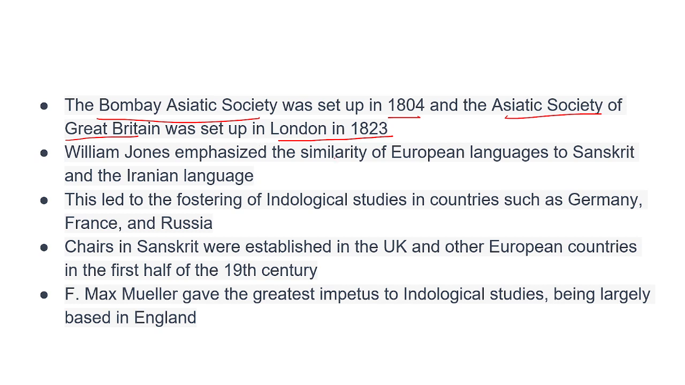So William Jones emphasized the similarity of European languages to Sanskrit and the Iranian language also. So he kept emphasizing, William Jones emphasized that there was a great relevance, right? There was a great relevance in the languages that he saw, and he kept saying that Sanskrit, Latin, Greek का relevance है, European language का relevance है with the Sanskrit and the Iranian languages. So he led to the fostering of Indological studies. So he was a torchbearer of Indological studies in Germany, France, and Russia.